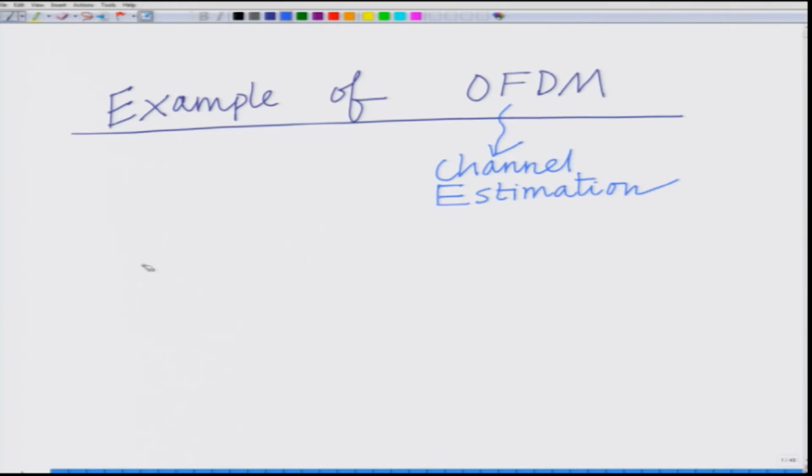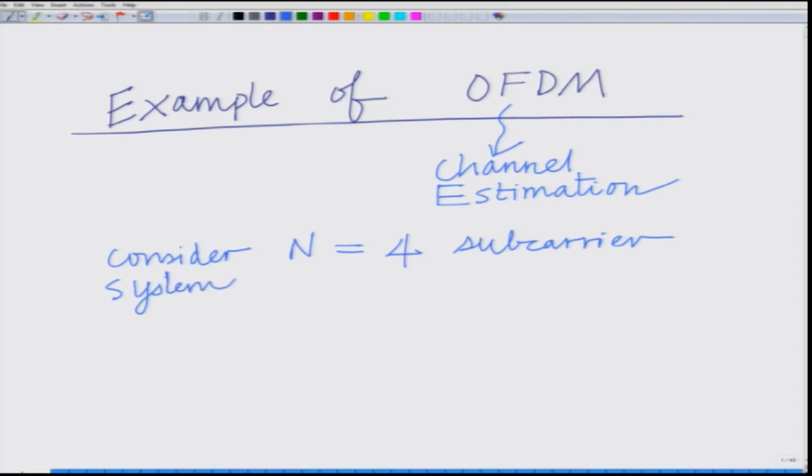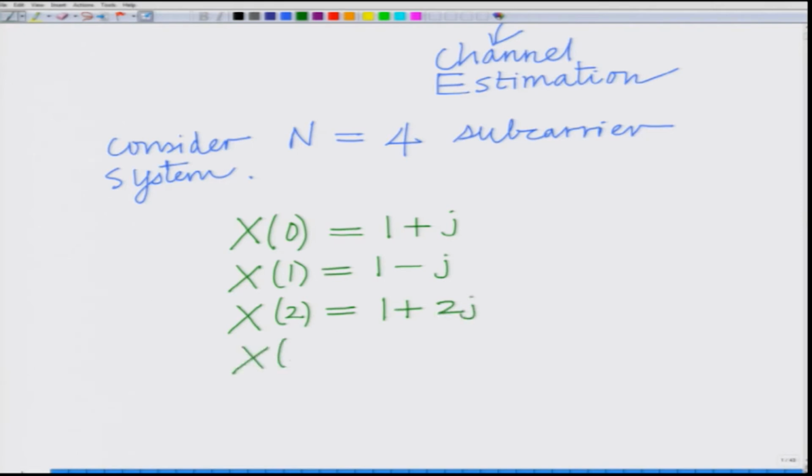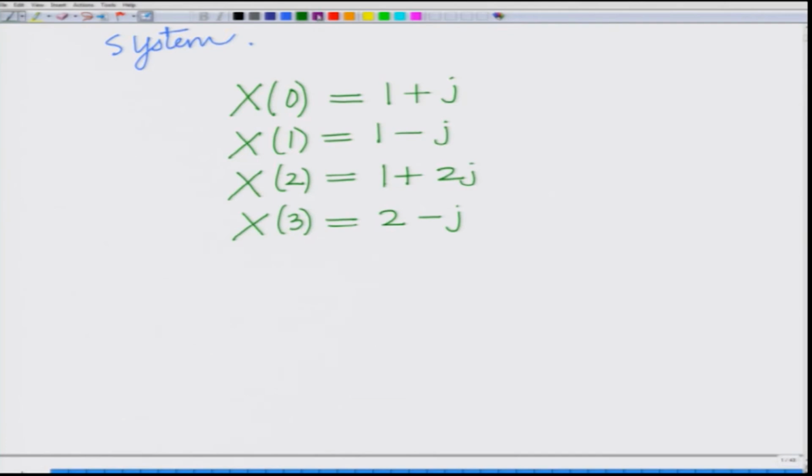As we have been saying, let us consider an N equal to 4 subcarrier system, similar to what we have seen in the previous modules, and therefore, we have 4 symbols that are loaded onto the subcarriers, 4 pilot symbols. So, let these pilot symbols denoted by capital X be X0 equals 1 plus j, X1 equals 1 minus j, X2 equals 1 plus 2j, X3 equals 2 minus j. These are the 4 symbols loaded onto the subcarriers.